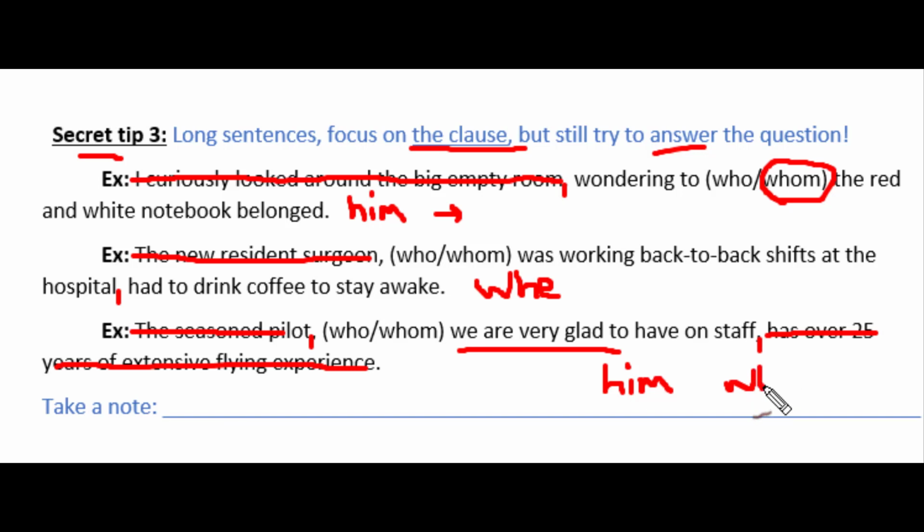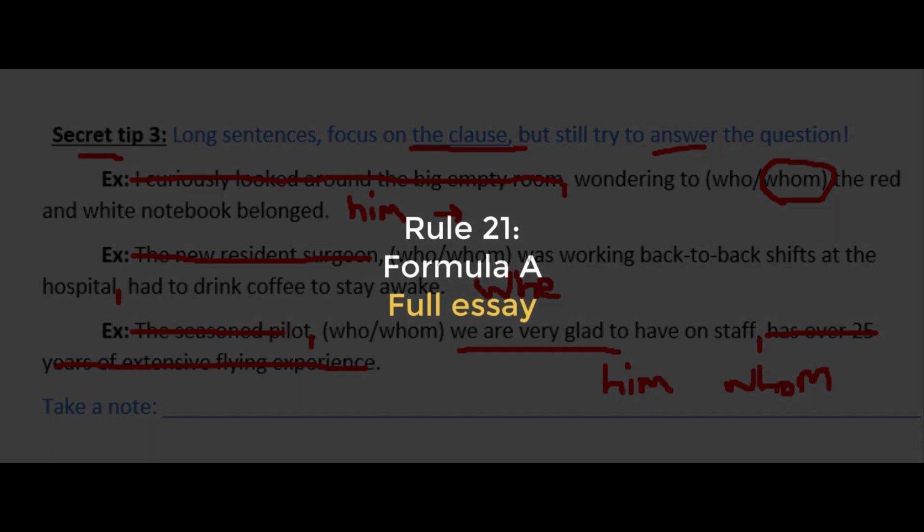Kids, it's the M&M rule. Remember, M's go together. Him, her goes with whom. Anything else is going to go with he or she.